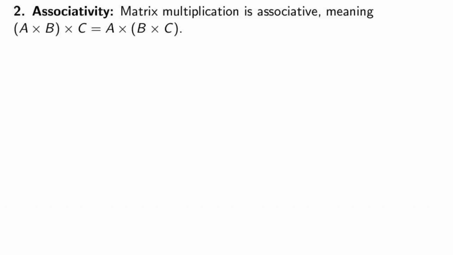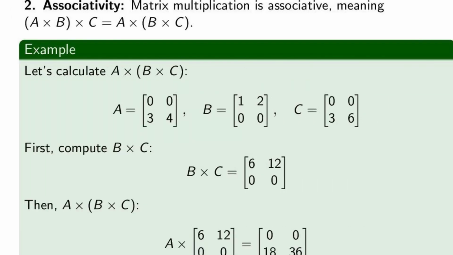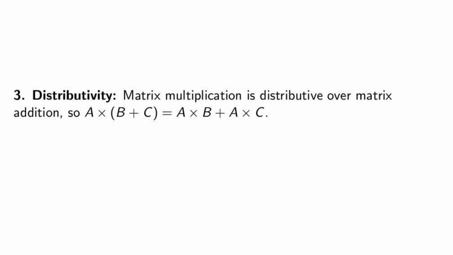2. Associativity. Matrix multiplication is associative, meaning A times B times C equals A times B times C. This property allows us to group matrices however we like during multiplication, which can be very useful in computations. Here is an example.